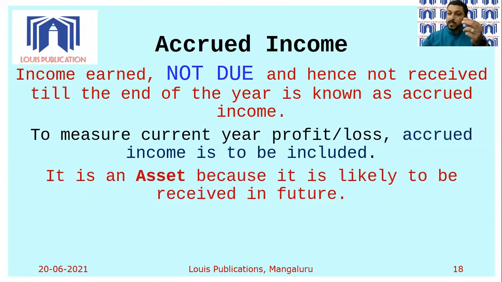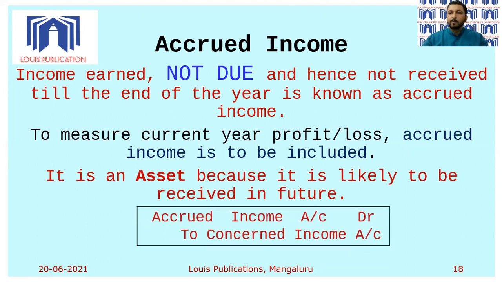So we are supposed to receive interest. That's why accrued income is an asset, because it's likely to be received in future. The bank is going to give us interest in the month of June. In June, 3 months of interest will be of our previous year, and 3 months will be of the current year. So what is the journal entry? Accrued income is an asset. An asset always shows a debit balance. So the adjusting entry will be accrued income account debited to the concerned income account.